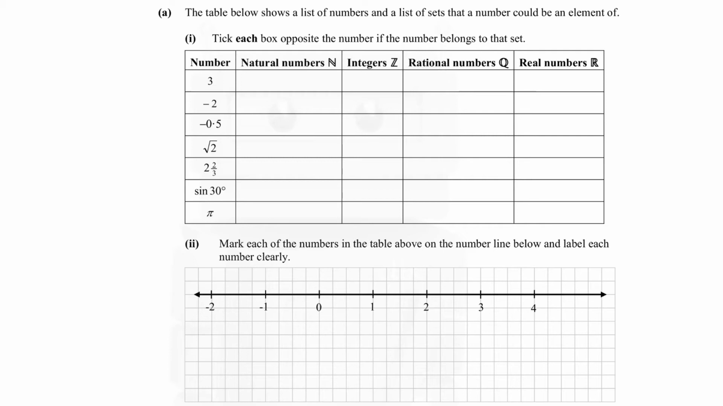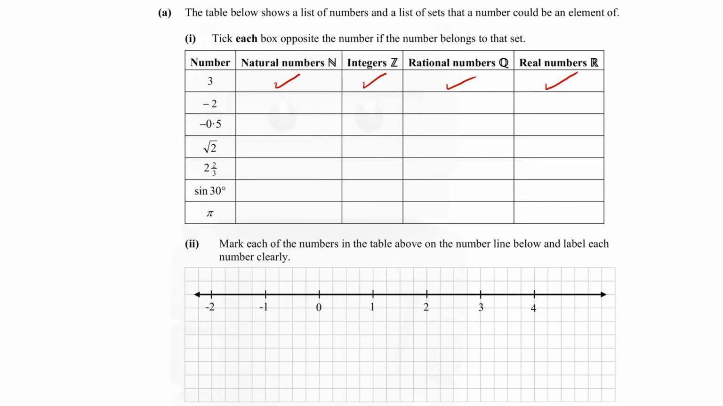Now, let's look at 3. 3 is a natural number, it's a counting number. So the natural numbers are the counting numbers. It's also an integer because it's a whole number. It's also a rational number. Remember, a rational number is a fraction. 3 can be represented as 3 over 1. And it's also a real number because it can be on the number line. Minus 2.